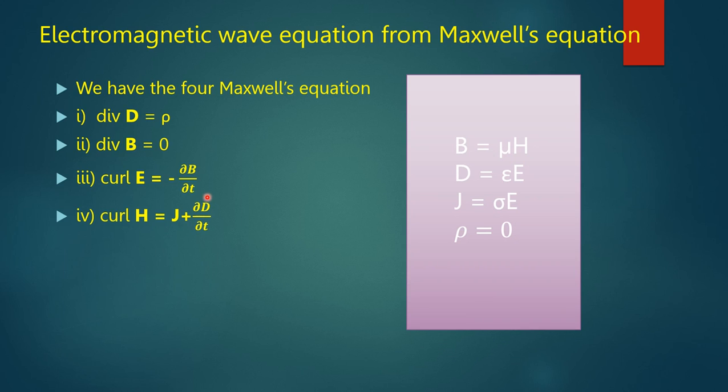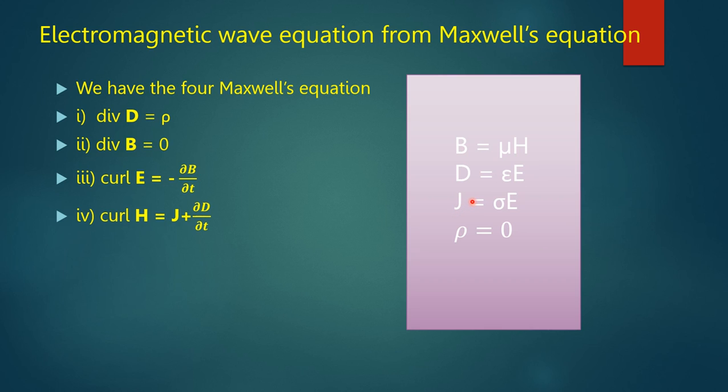and B is equal to mu H, D is equal to epsilon E, J is equal to sigma E, where B is the magnetic induction vector, H is the magnetic intensity, capital D is the electric displacement vector, capital E is the electric field intensity, J is the current density.